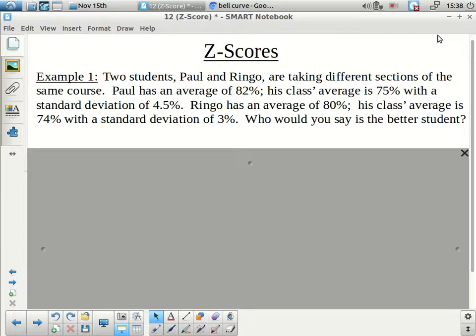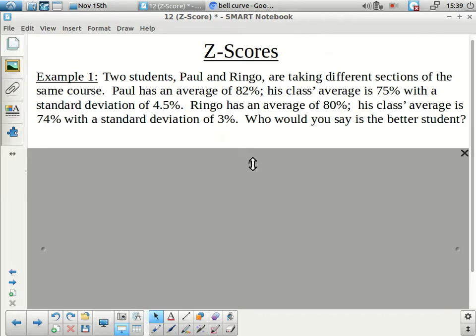Okay, so you're back, and now I'm going to go through my interpretation of this. Typical answers I hear: a lot of people would argue Paul simply because he has the higher number. Some people would argue Ringo because even though he has a lower average, his class average is also lower, and the standard deviation is smaller, so maybe that affects it somewhat.